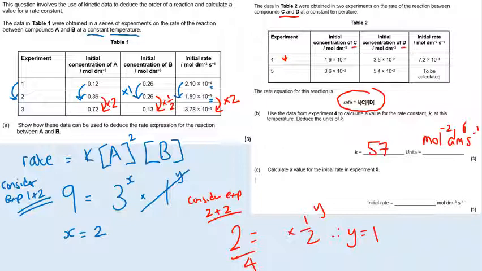And once you've got that rate equation, you can then use it to calculate your rate for experiment 5, which comes out at 3.99 times 10 to the minus 3. There we go.